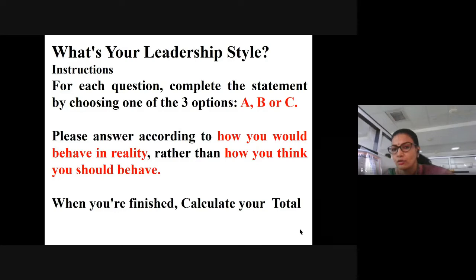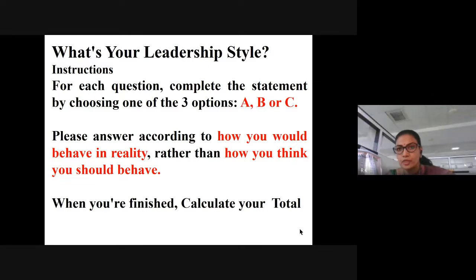So now here comes your leadership style. I just want you all to understand and let me know how you will take up this particular questionnaire. It is a psychometric questionnaire, which I want you to write down the answers to. For each question, I want you all to complete the statement by choosing one of the three options, A, B, or C. So please answer according to how you would behave in reality rather than how you think you should behave.